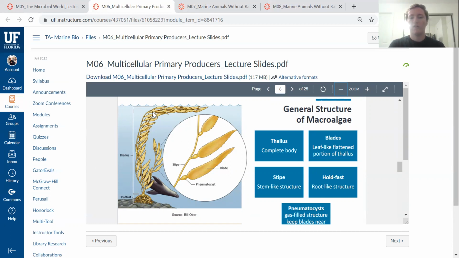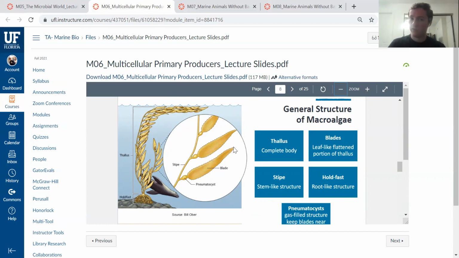So as you can see here, it's kind of branched off at the surface, so it can stay underwater, stay hydrated, and sunlight can hit each leaf. So it helps keep everything separated. The blade is what I referred to as the leaf. I should not have called it a leaf because they're not true leaves.